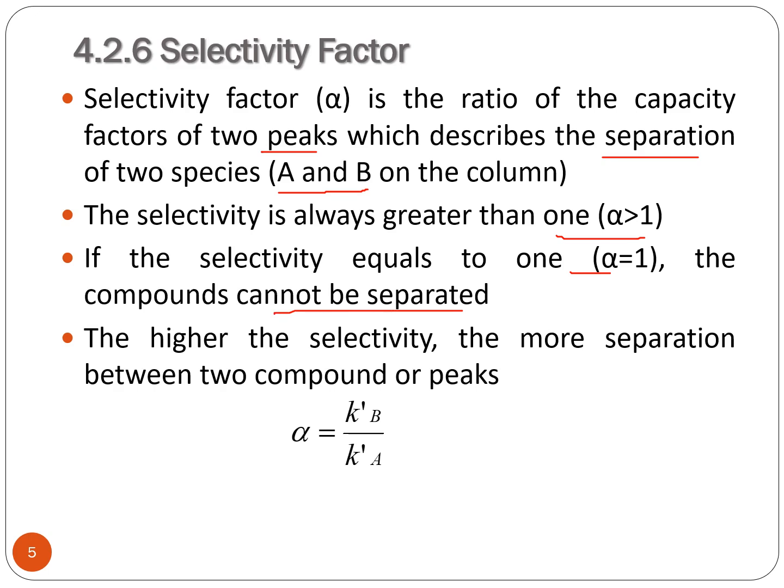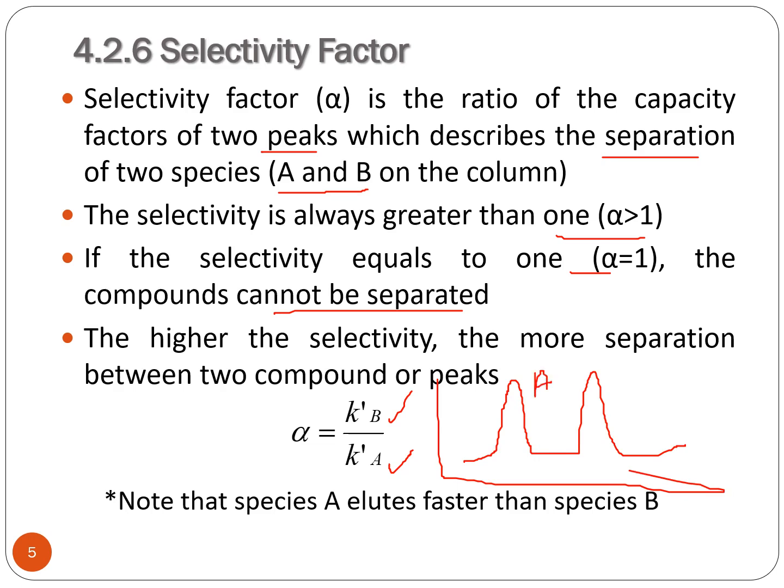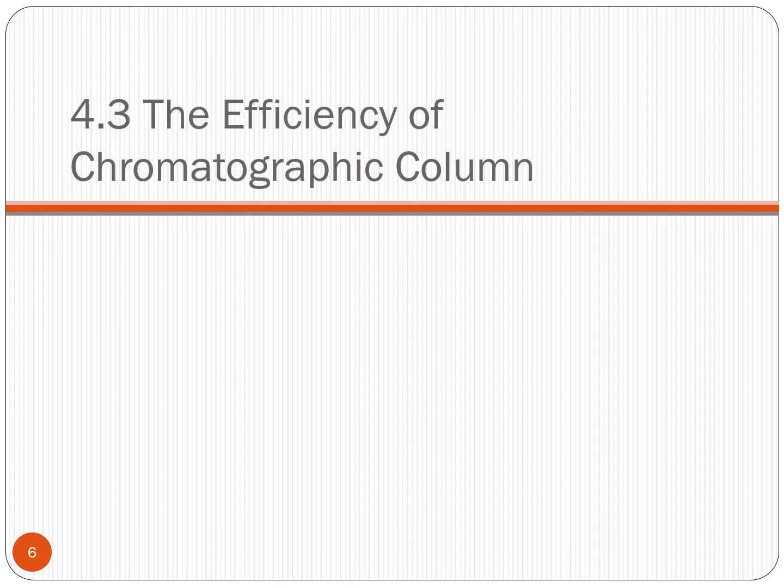Okay, so the formula for selectivity is the capacity factor of peak B divided by the capacity factor of peak A. And in this case, species A, or component A, elutes faster than species B. Okay, in the chromatogram, this one is A, this one is B. Why? Because A elutes faster.